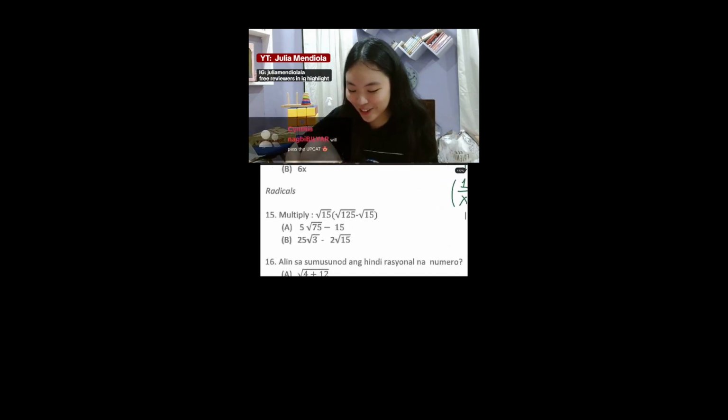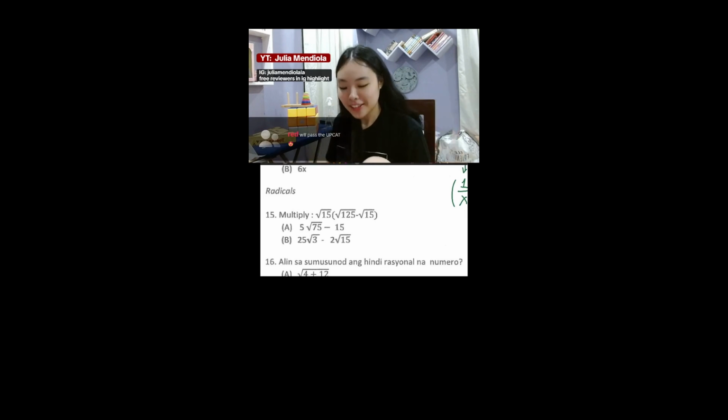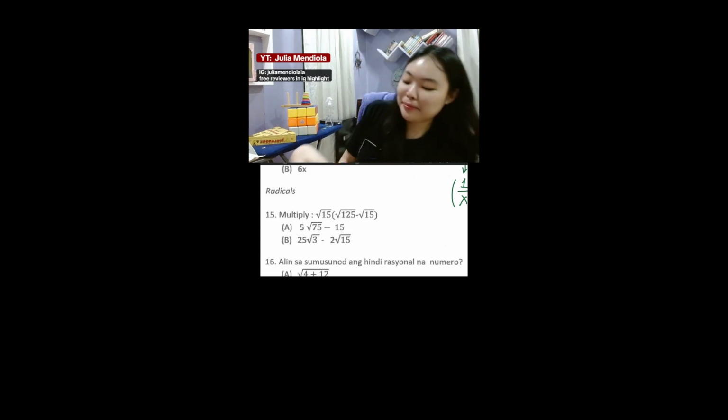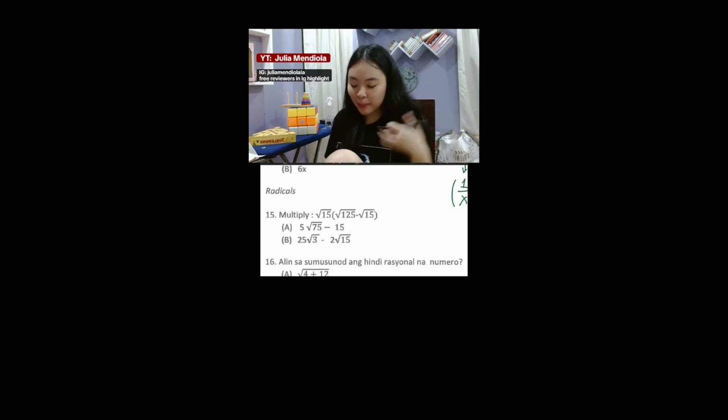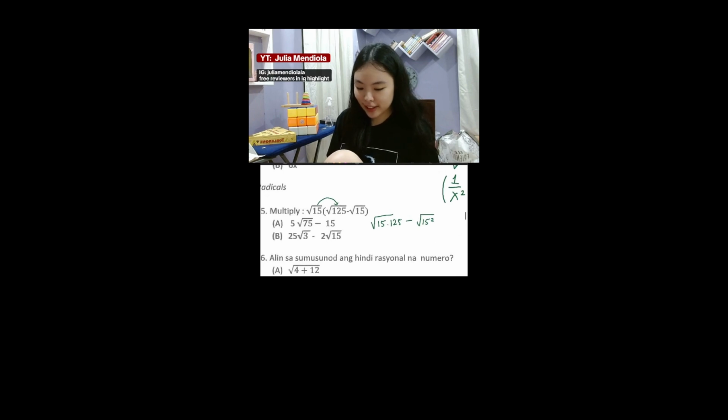Okay, so what is your first step? First is I will distribute the square root of 15 to the number inside of the parenthesis. Okay, we can do that. Pero pag ginawa yun, di ba lalaki yung number? So you want to multiply 15 times 125. Yun lang yung pwede natin gawin. So we're gonna multiply that. What would that give us? Wag muna natin siya ipasok. So that will be 15 times 125 minus 15 squared, right? 15 times 15. Tapos what?